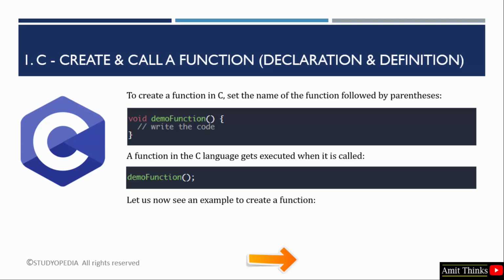So after creating a function, you need to call it. To call it, you just need to write the name of the function and then the parentheses. That's it. Also here you can see void is visible. So the void return type is used to indicate that a function does not return a value. Let us see an example to understand the concept.